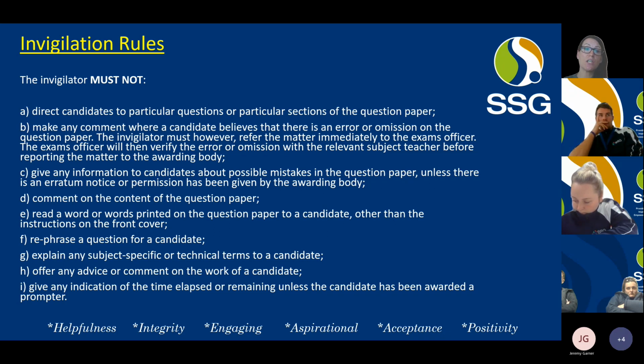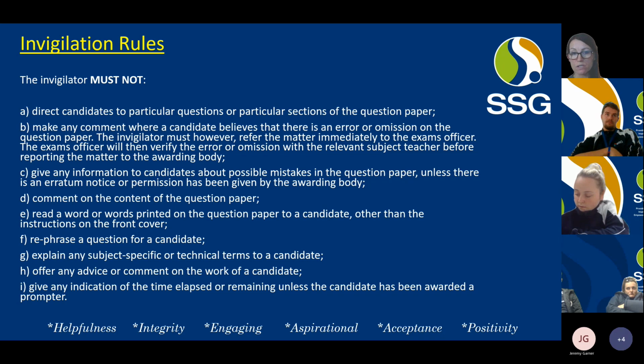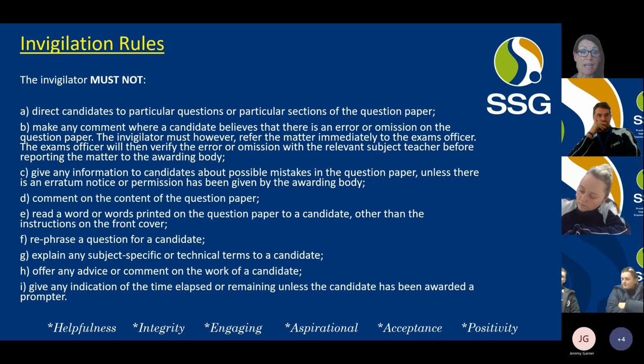So, rules of invigilation. The invigilators must not direct candidates to particular questions or particular sections of the question paper. So as I just said, it may say on the paper how long they should spend on each question, so that's fine to tell them. But then you can't go and say, well, I think you should do that one first or that one first. That's not allowed. You can't make any comments about any of the questions, or if you think that there is an error, that's just something that you have to report to the awarding body afterwards. You can't give them any information about any mistakes.